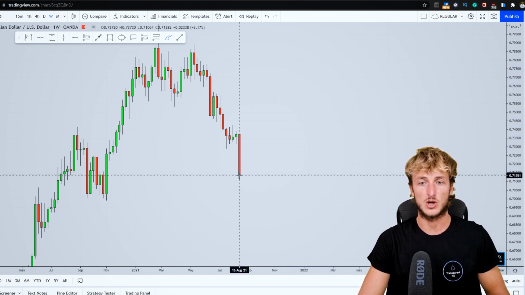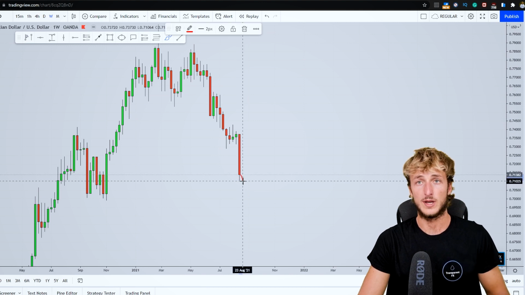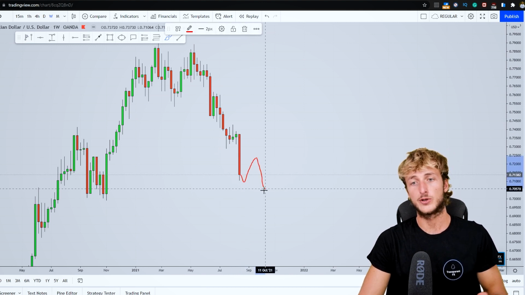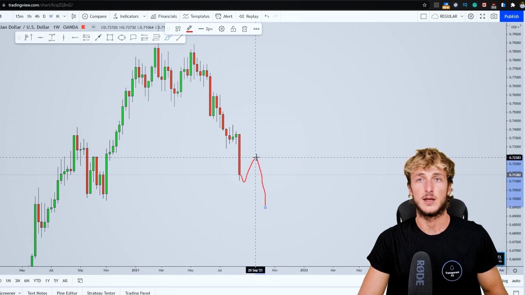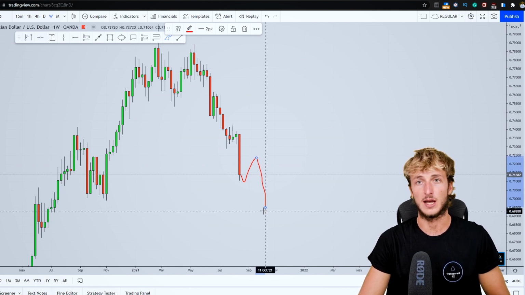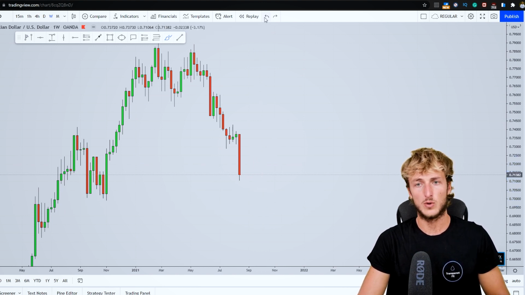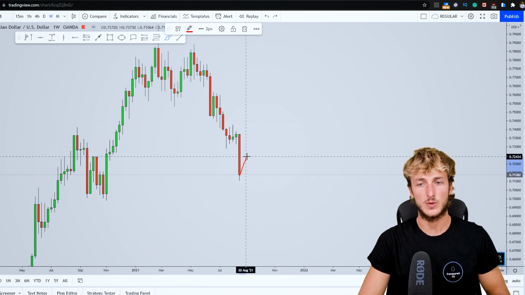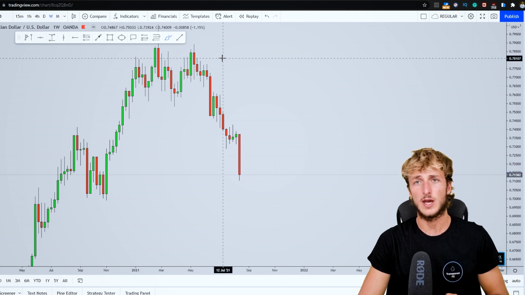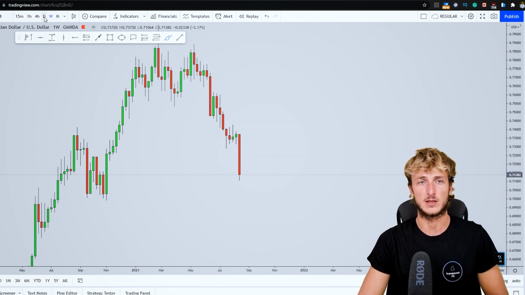So since we just got a lower low, we now need a correction in order to then create a lower high and specifically a new lower low. So overall, on the weekly time frame as well, we can expect short-term bullish price action, as we had already identified on the monthly time frame.